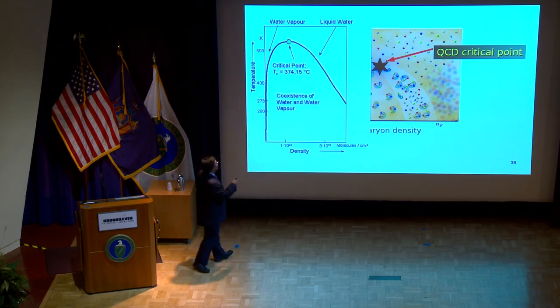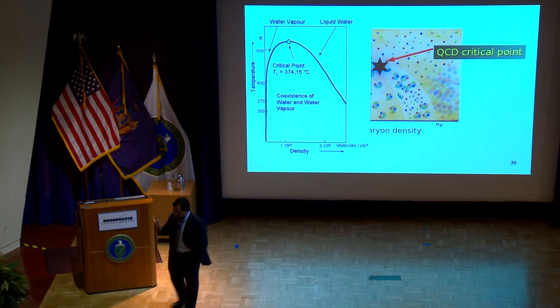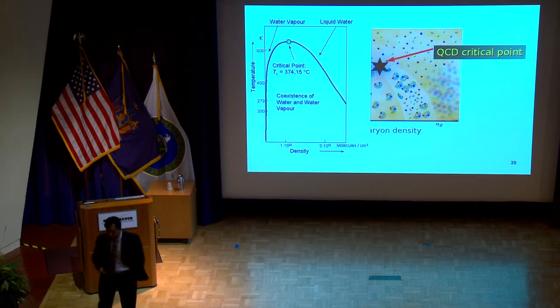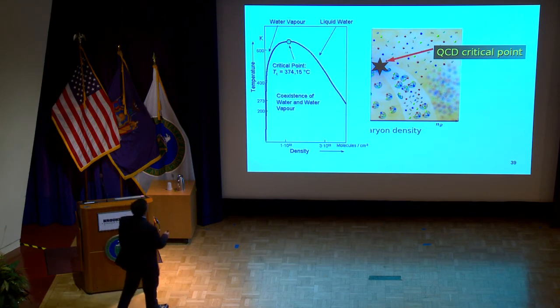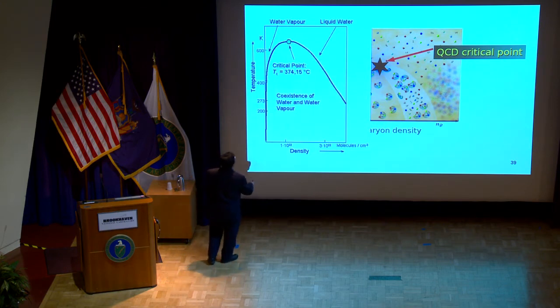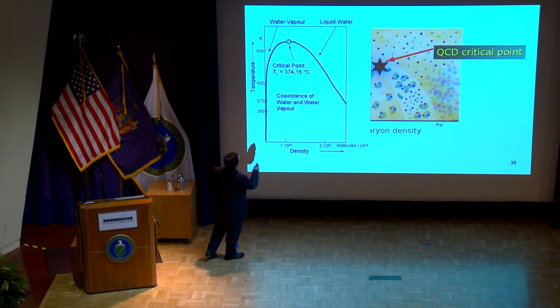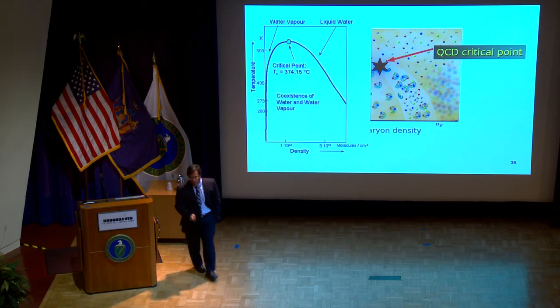But if you crank up the temperature and go to higher density, like 10 to the power 22 water molecules per centimeter cubed, and crank up the temperature to 374 degrees Celsius, then above that, even in water, this coexistence phase starts to stop existing, and then you can have a smooth crossover between water vapor and liquid.